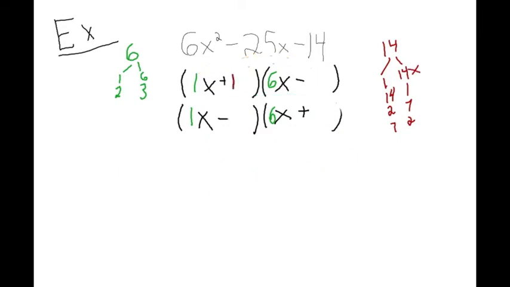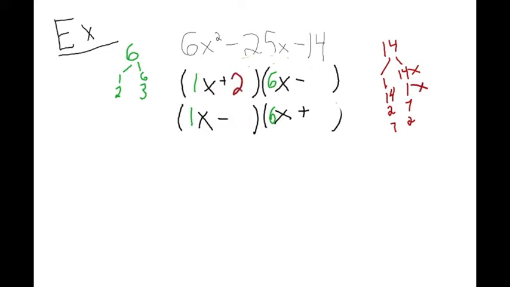So now we're going to try 14 and 1. Right off the bat, we can tell this isn't going to work, because we're going to have 14 times 6, which is going to be a really large positive number, which is not going to give us this negative 25. Same goes for the second combination. It's going to give us a negative 14 times 6, which is going to be something much greater than negative 25. So we can rule this one out without even going through the test.